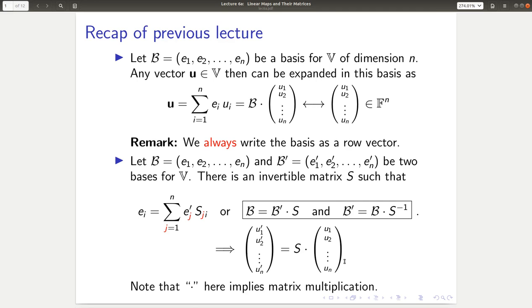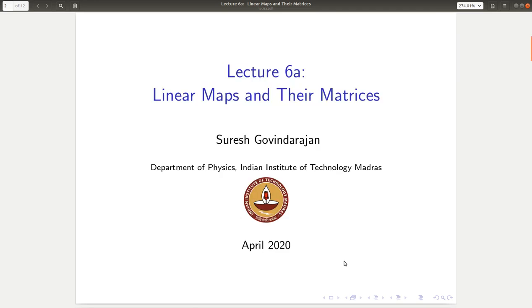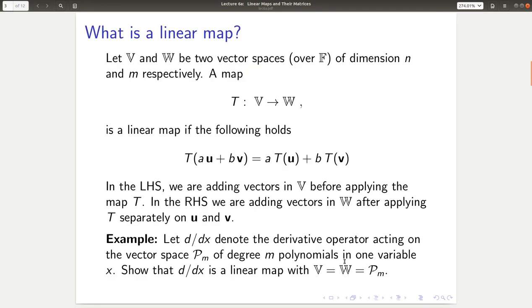Okay, so now let's move on to what a linear map is and how to obtain their matrices. First, we just give a definition. So let V and W be two vector spaces over the same field F of dimension n and m respectively. So they don't even have to be the same dimension. A map T from V to W is a linear map if the following holds. Okay, u and v are supposed to be two vectors in the space V, and we are looking at their map.